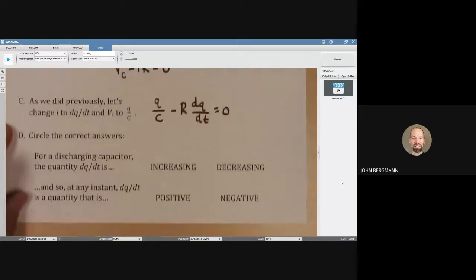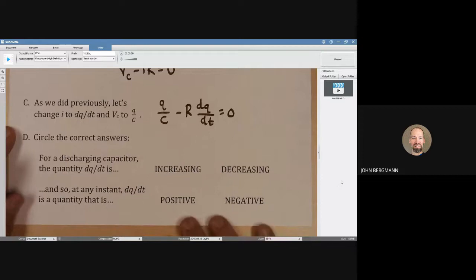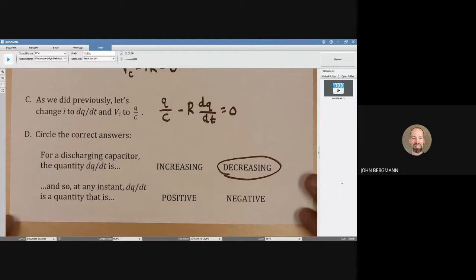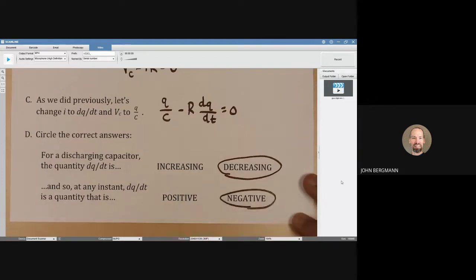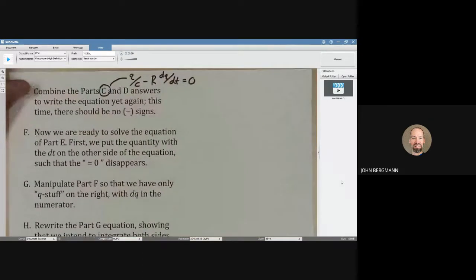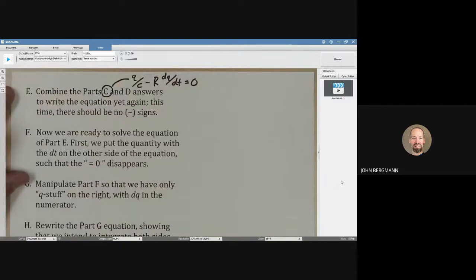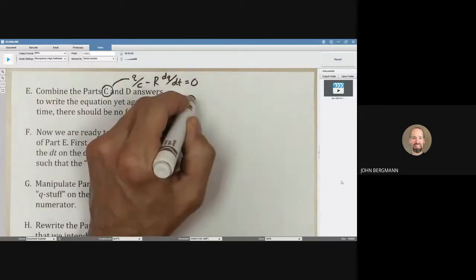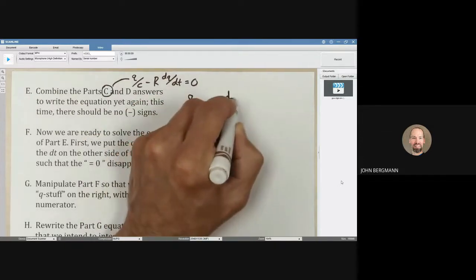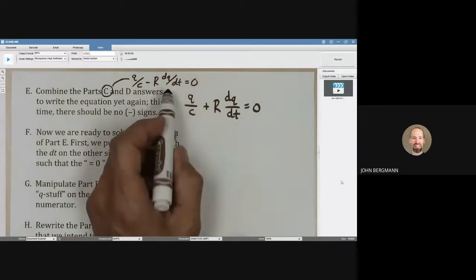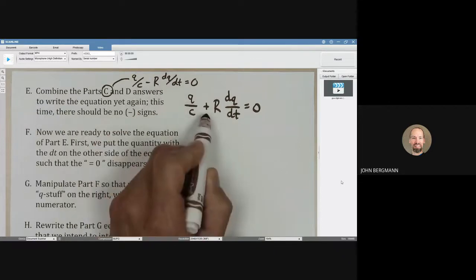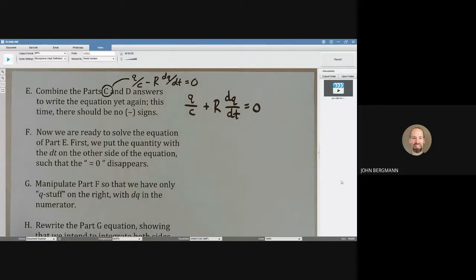Circle the correct answers here. For a discharging capacitor, that quantity, the charge per time, is on the decrease, which means that that is going to be a negative amount. Combining our equation with the fact that dq/dt is actually a negative amount means that our equation will need to get modified so that it ends up looking like that. One more time, dq/dt is a negative quantity, so that negative and that negative end up giving us a positive, so we are right about there, the process.